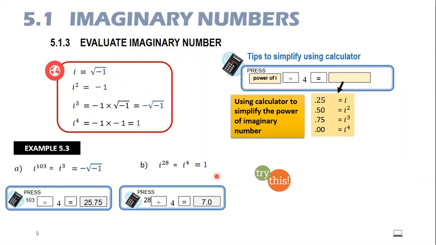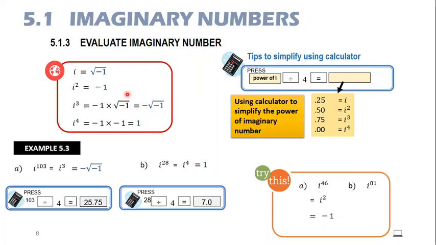Okay, let's try this. I want you to try. I to the power of 46. What is the value? Ni akan dapat kalkulator perpuluhan 5 dan akan dapat I kuasa 2. Dan I kuasa 2 ialah negatif 1. Next question. I to the power of 81. 81 divided by 4, you get 20.25. So 20.25 adalah equal to I, and I is equal to square root of negative 1. Okay, saya harap semua boleh faham.